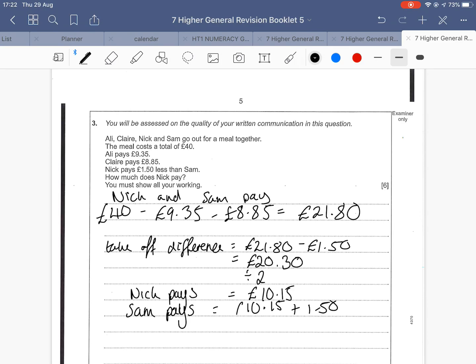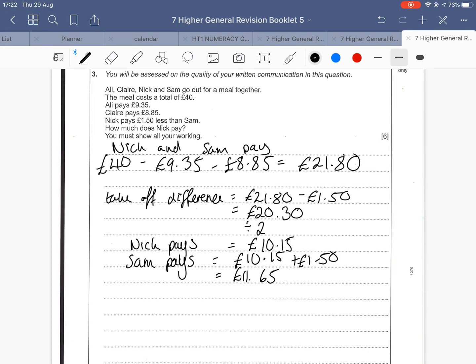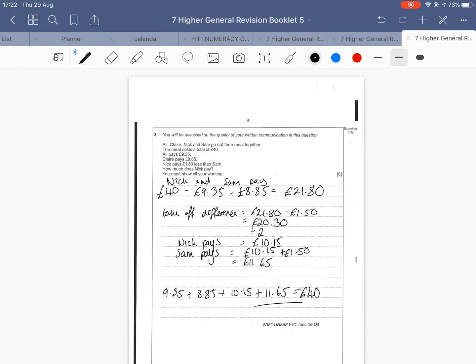I haven't used pound signs, but which is £11.65. Now, I would personally just double check they all add up to 40 again. So I would do 9.35. This would probably be something I would do after I've finished the paper. 10.15 add 11.65, and they all add up to 40. So we've done it correct.